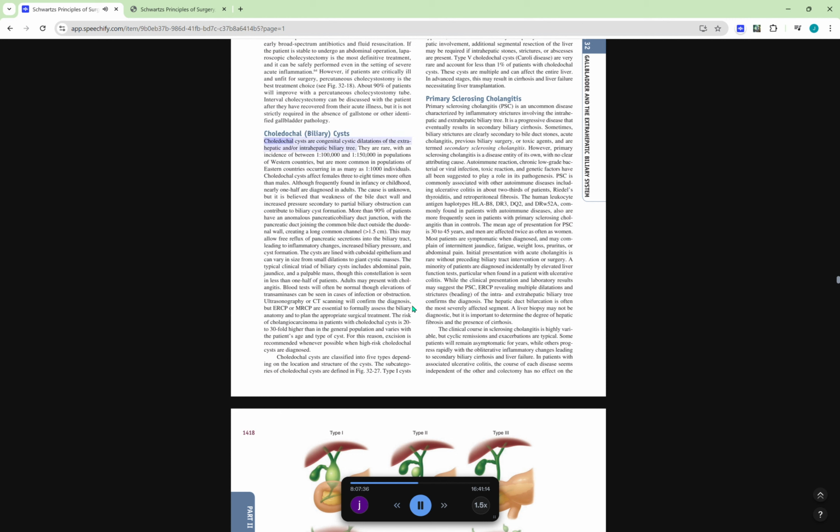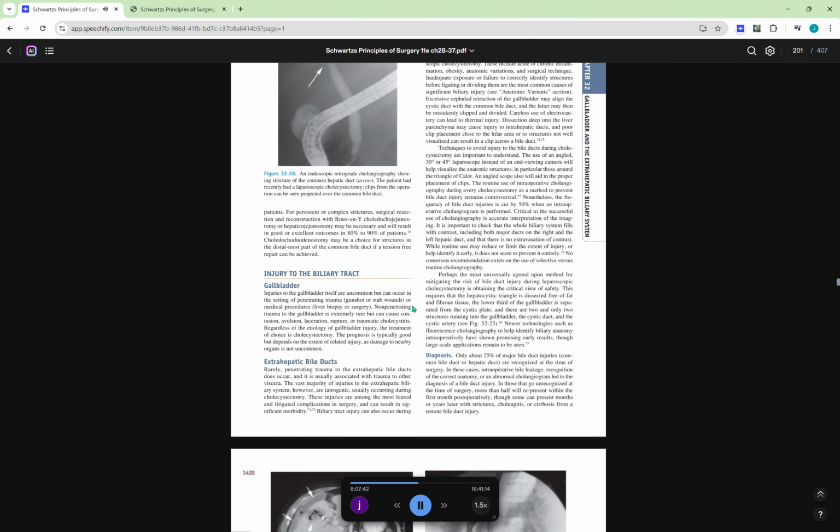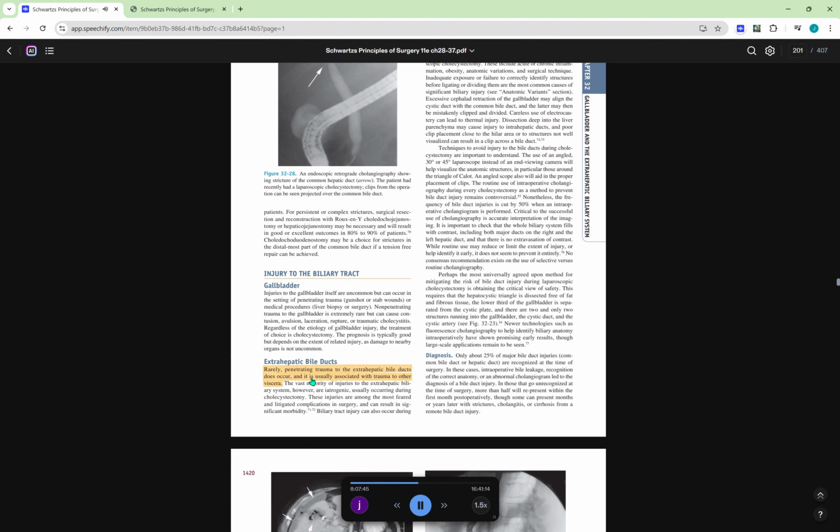Choledochal cysts. Choledochal cysts are congenital cystic dilatations of the extrahepatic and or intrahepatic biliary tree. They are rare, with an incidence of between 1 in 100,000 and 150,000 in populations of Western countries, but are more common in populations of Eastern countries, occurring in as many as 1 in 1,000 individuals. Choledochal cysts affect females 3 to 8 times more often than males. Although frequently found in infancy or childhood, nearly 1/2 are diagnosed in adults.